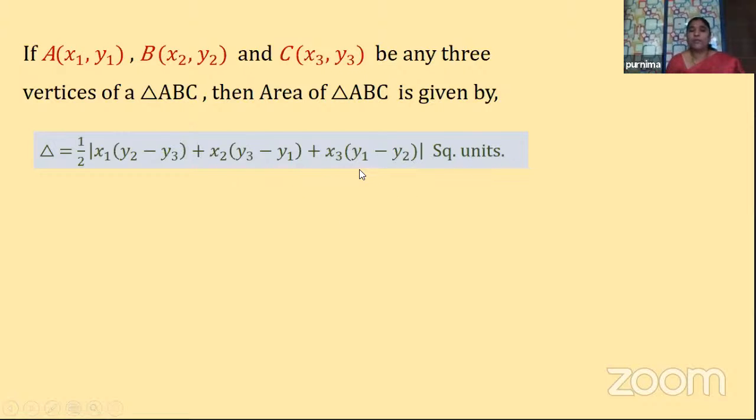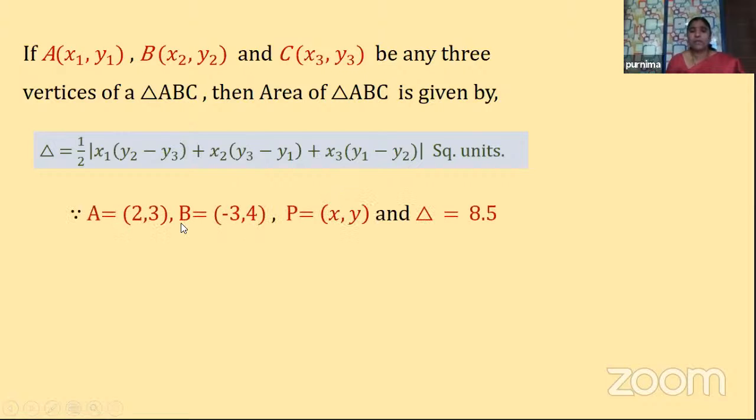So this is the area of triangle formula. So let us substitute the values here. What are the values given? These are the points given and this is the area of triangle given. So let us substitute the values in the equation.